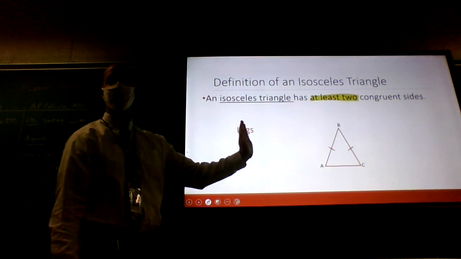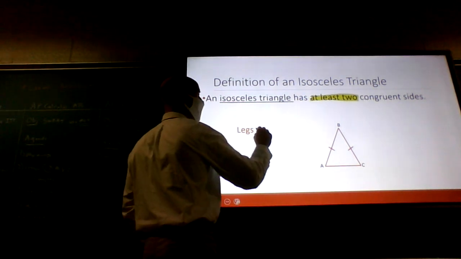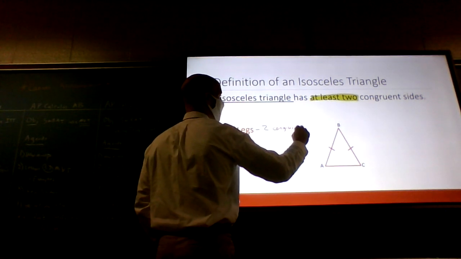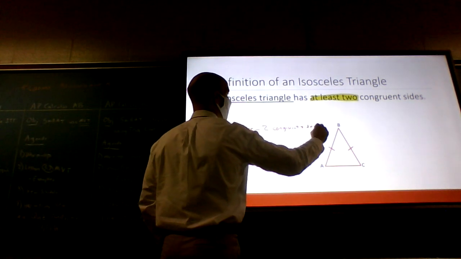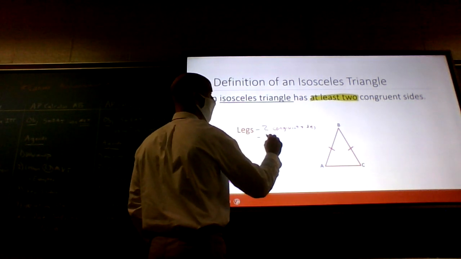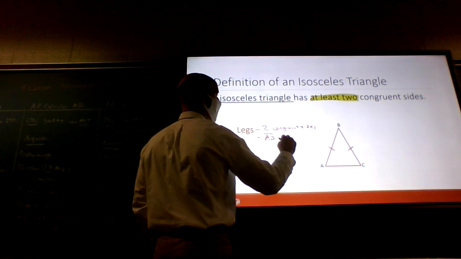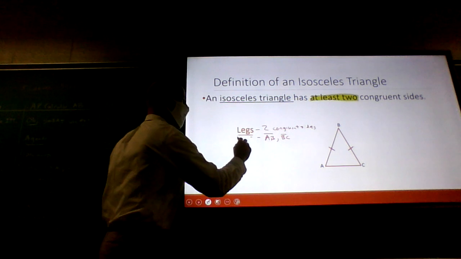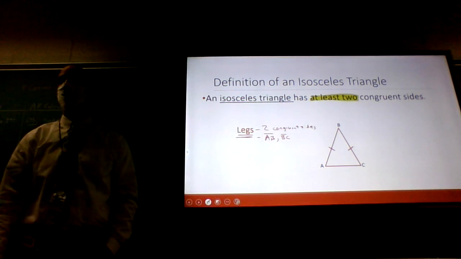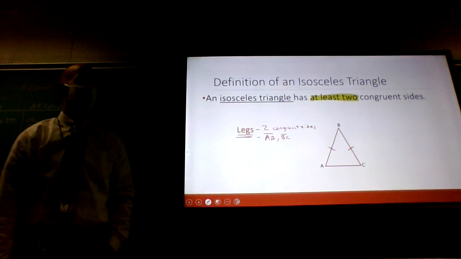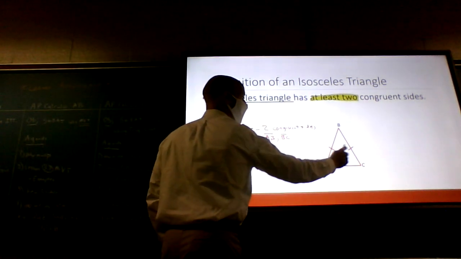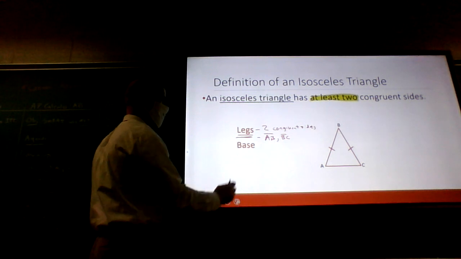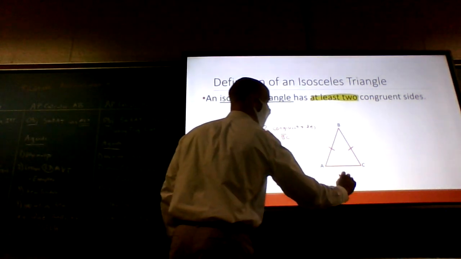The legs of an isosceles triangle are the two congruent sides. Of course, again, it could be three. And in this case, that would be segment AB and segment BC. Those are the legs. The legs of an isosceles triangle are the two congruent sides. So if these are the legs, the congruent sides, this third side here, we call that the base. This down here is called the base.